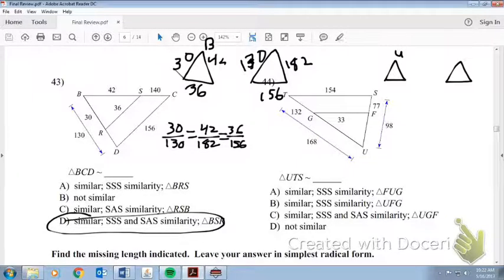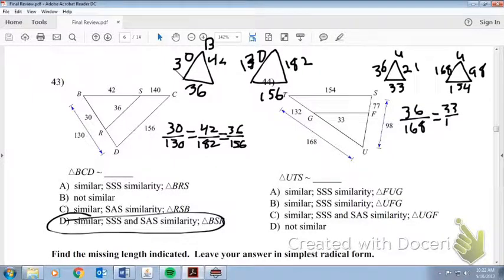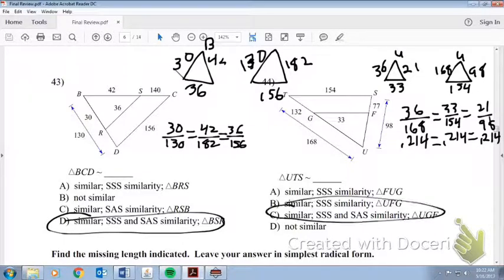Same general idea for this one. We know that U is up top on both. So we have 33, 36, 21. If you don't know how I got those, come see me. 154, 98, and 168. So again, we want to set up the ratios: 36 over 168, 33 over 154, and 21 over 98. Those all come out to 0.214 equals 0.214 equals 0.214. So the sides are proportional. That means they're similar, and we get C.